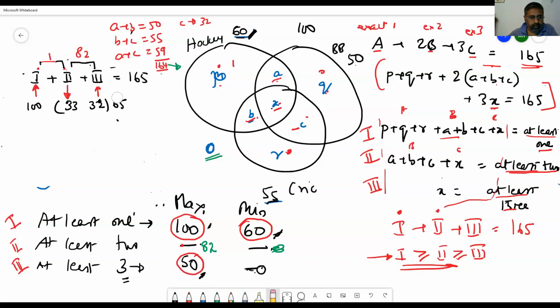So we'll just have to check. The only thing is that these conditions should be satisfied, these 2, 3 conditions plus this condition. If that is satisfied, then it is an okay solution. So 33 could be a minimum value. But can we go below that? It cannot go below that.